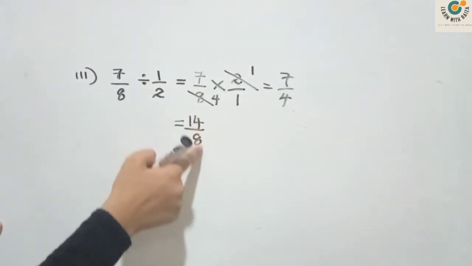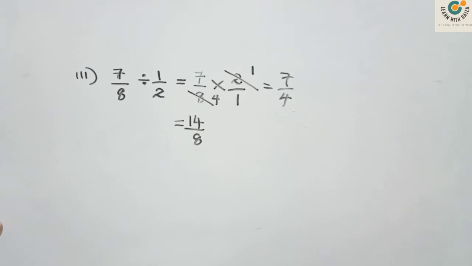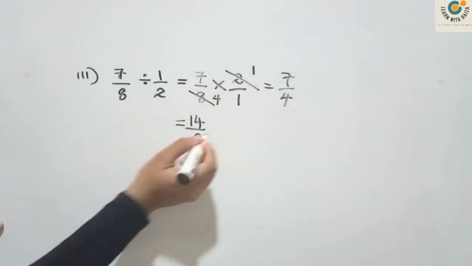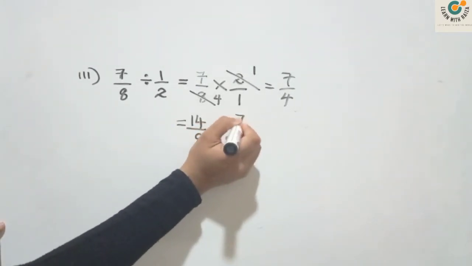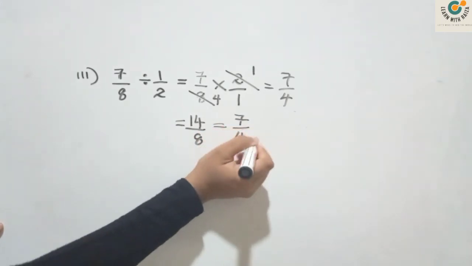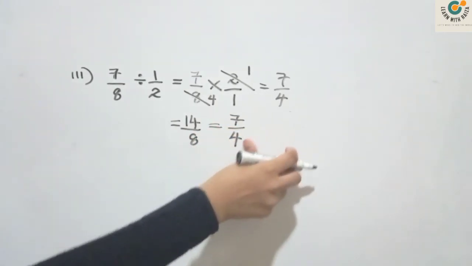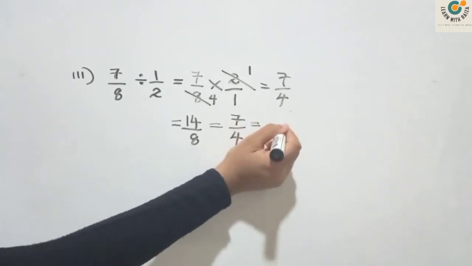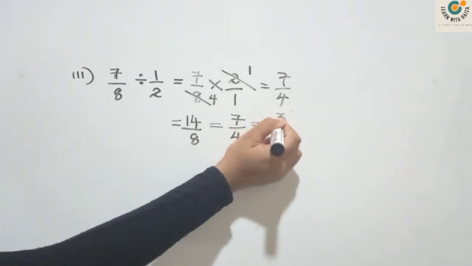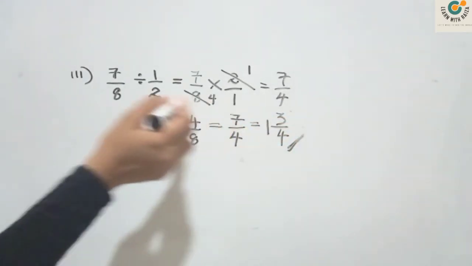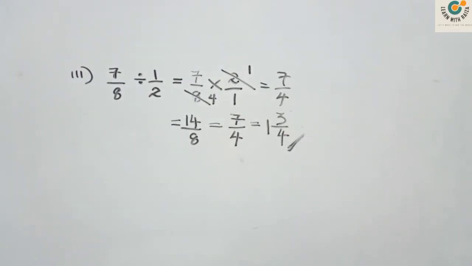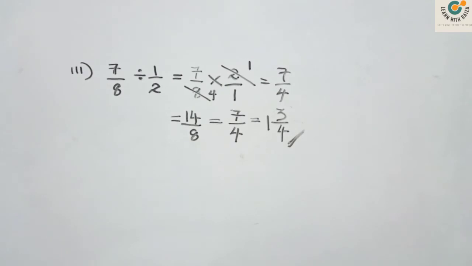Here you see that 14 and 8 are even numbers, so they can be divided by 2 times table. 14 divided by 2, 7. 8 divided by 2, 4. This is the simplest answer. But still we can convert this into a mixed fraction, because numerator larger than denominator means improper fraction. So improper fractions we have to convert into mixed fractional form.